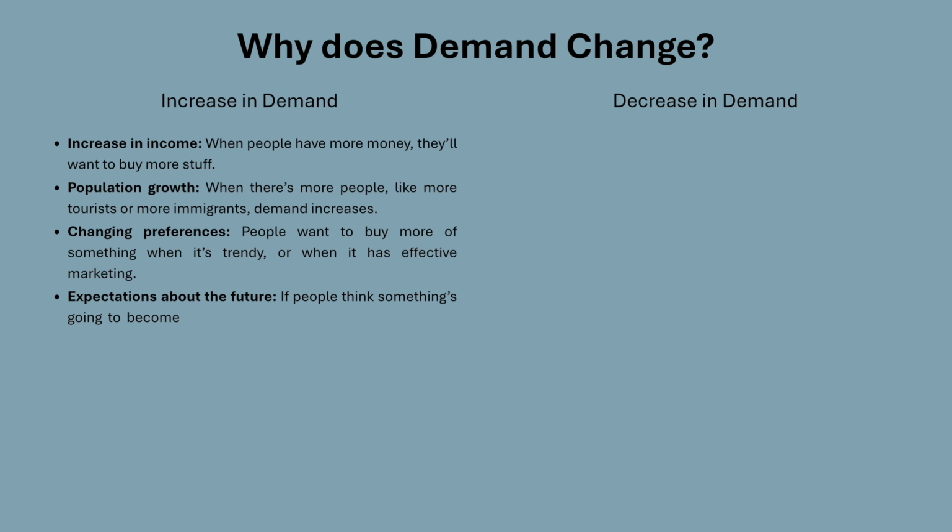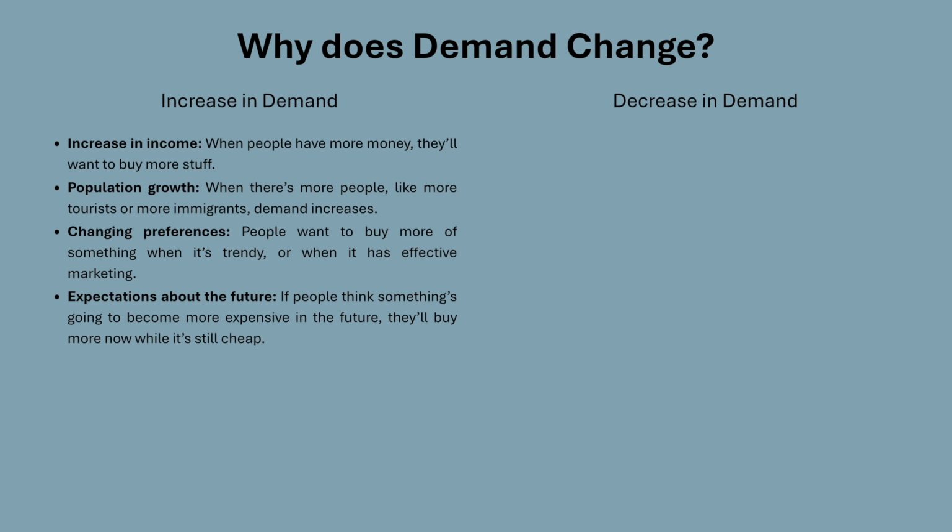Another situation is the expectations about the future. Basically, if we expect the price of something to rise in the future, then we might want to buy more of it now while it's still cheap, so the demand would increase. For example, when COVID happened, people were freaking out. They were like, oh my god, the economy is going to crash, I better go stock up on toilet paper now. And remember, the demand for toilet paper skyrocketed and everyone went and snatched them up.